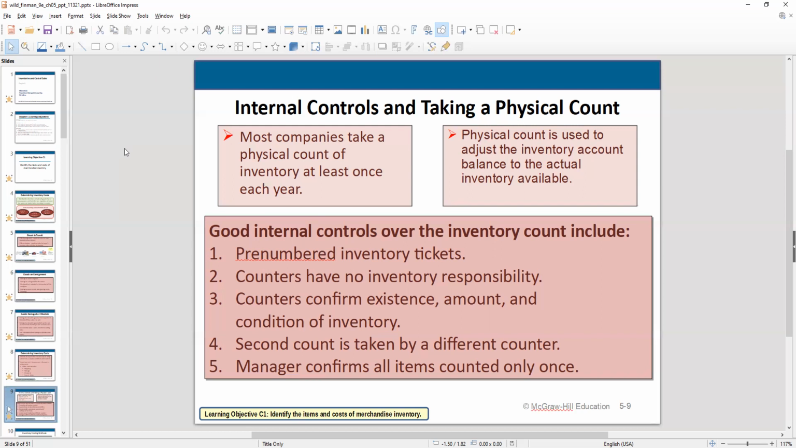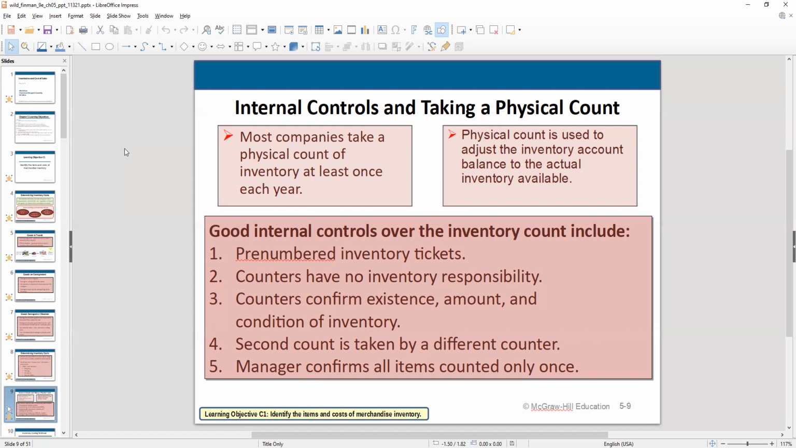are reaffirmed here. So you can see that pre-numbered inventory tickets are used. Counters have no inventory responsibility because they're an outside company. Counters confirm the existence, amount, and the condition of inventory. That's important. You don't want to have out-of-date goods on the shelf, because theoretically they're obsolete, as we just talked about in the last slide, so they can't be in inventory or sold. And if there's a second count taken, it's usually done by a different counter. And a manager confirms all items were counted only once.